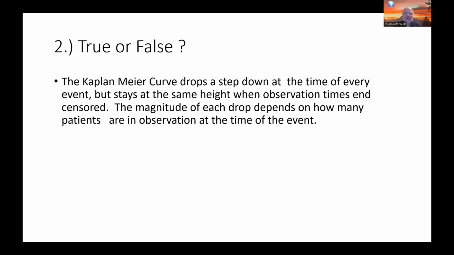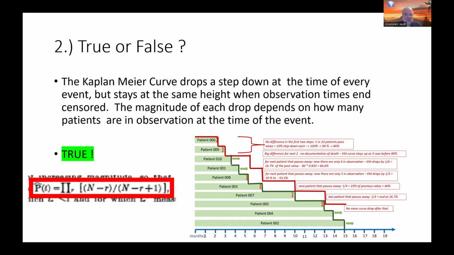True or false? The Kaplan Meier curve drops a step down at the time of every event, but stays at the same height when observation times end censored. The magnitude of each drop depends on how many patients are in observation at the time of the event. True or false? You may pause the video. The answer is true. This is a correct description of the Kaplan Meier estimate method.